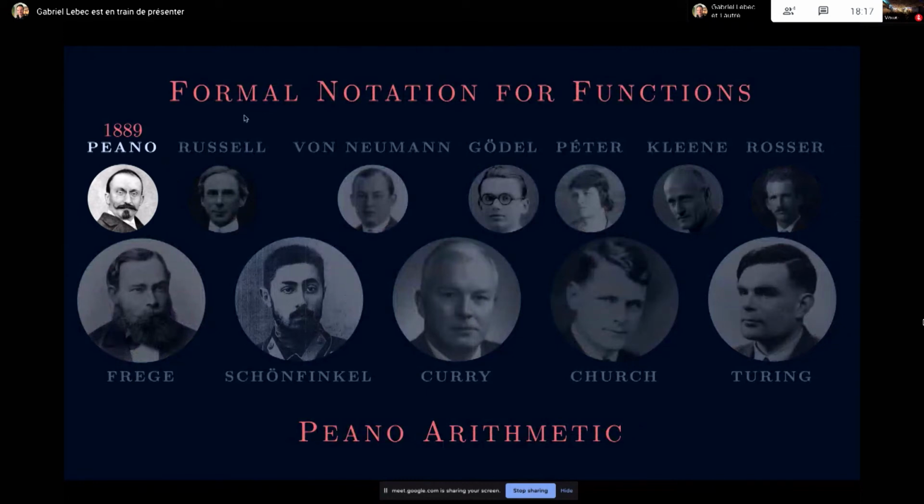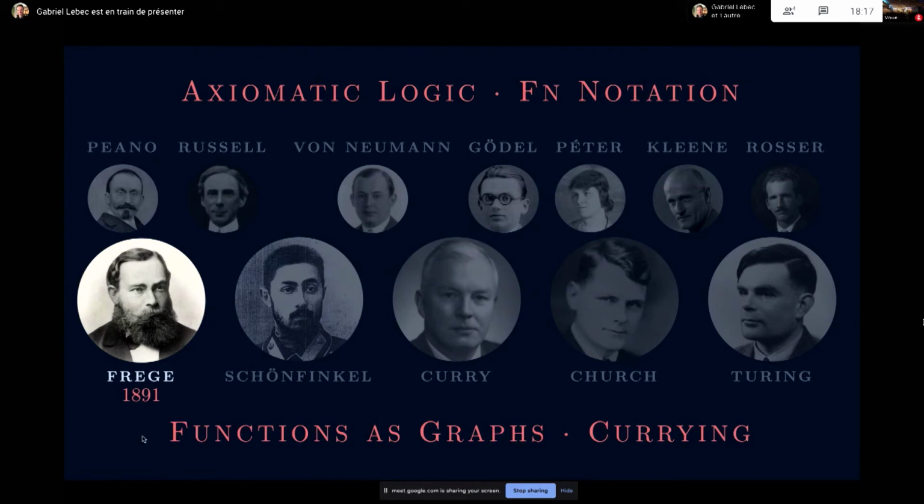Giuseppe Peano in 1889 starts creating this formal notation for functions. And he also invents these things called Peano numbers, where he defines the natural numbers as there's a thing called zero, and there's the thing that comes after zero, and there's the thing that comes after the thing that comes after zero, and so on and so forth. And that's how he defines numbers. Shortly after, Frege does a lot of work with axiomatic logic and his own function notation, which is based on sort of graphs and trees. And he uses a form of currying at the time, functions that return functions.